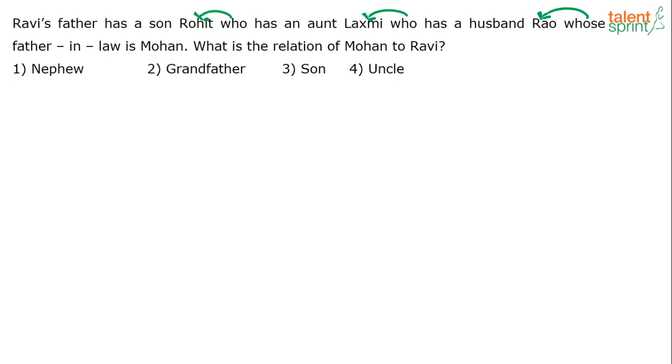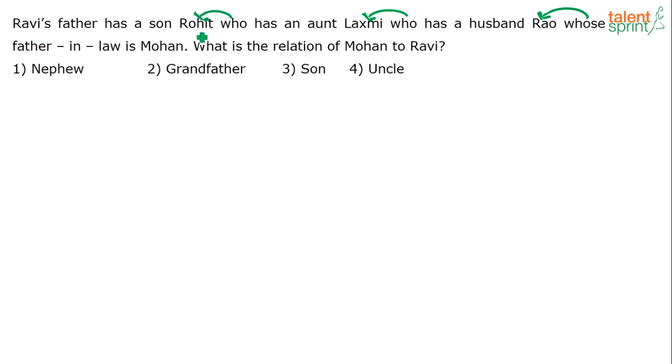Then it becomes simple. So basically there are multiple relationships given to us. Ravi's father has a son Rohit. Rohit has an aunt Lakshmi. Lakshmi's husband is Rao. Rao's father-in-law is Mohan. So draw the family tree for this and then connect Mohan to Ravi and establish the relationship between these two guys. Okay, so draw this.